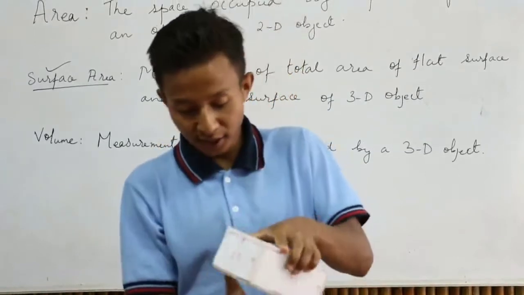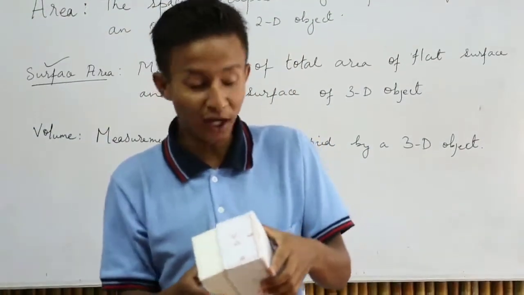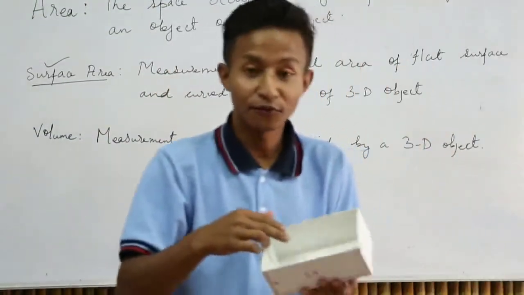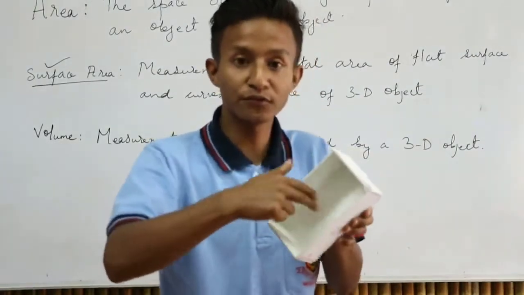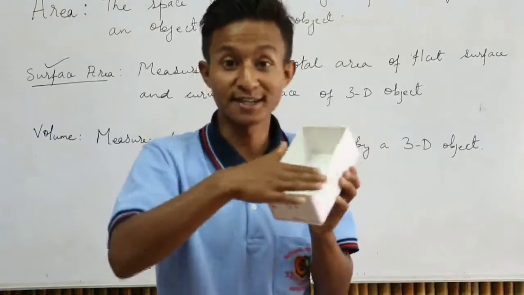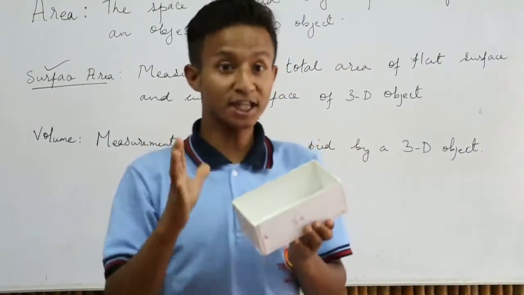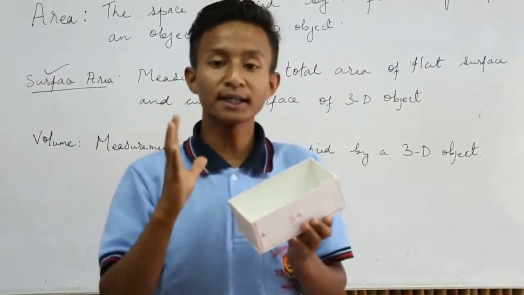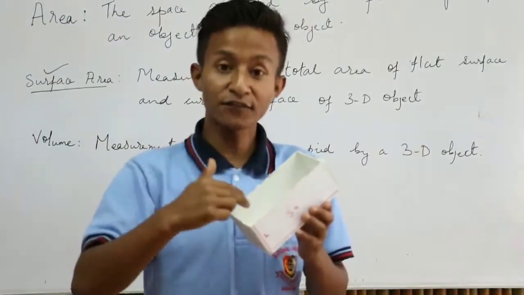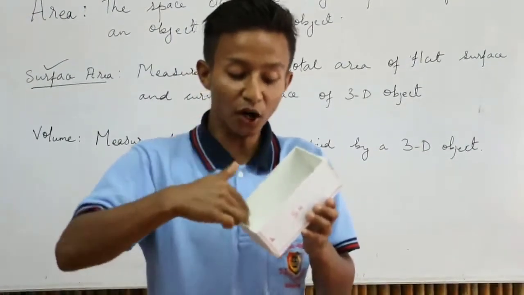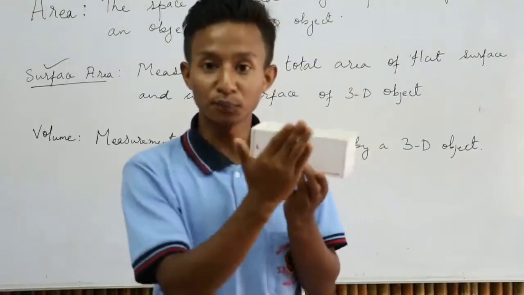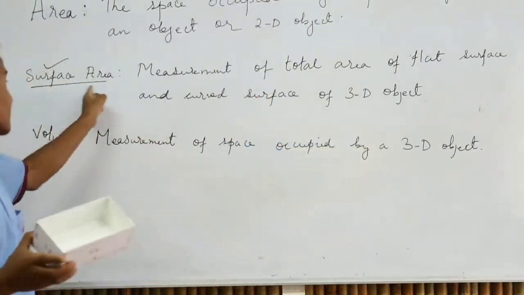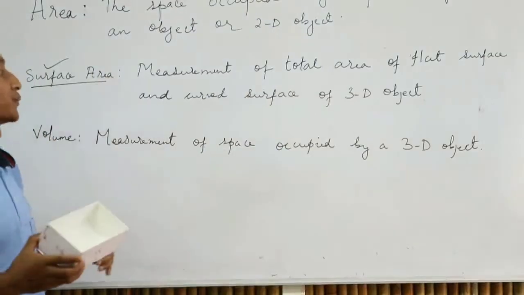And also we have faces from the inside. We have 6 faces also. 1, 2, 3, 4, 5 and the top one 6. So in this chapter we are not interested in finding the area of the interior part. We are interested in finding only the outer part. That's why the word surface area comes into play.